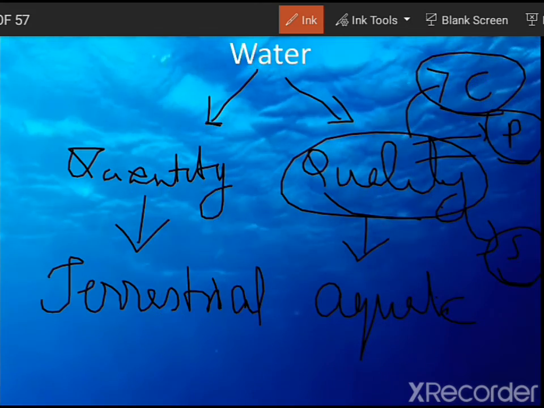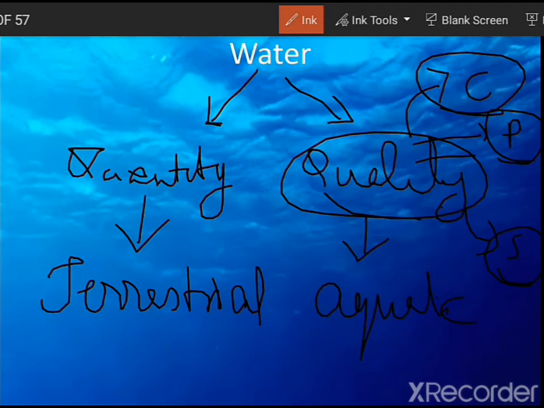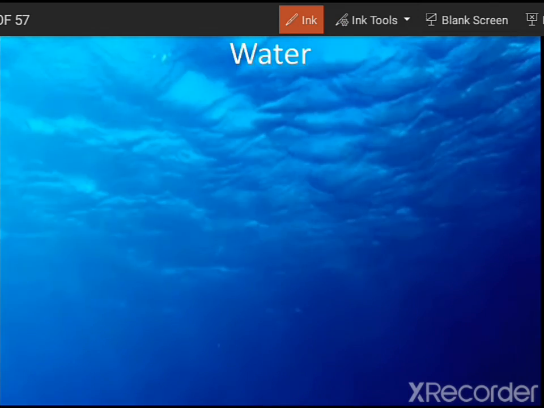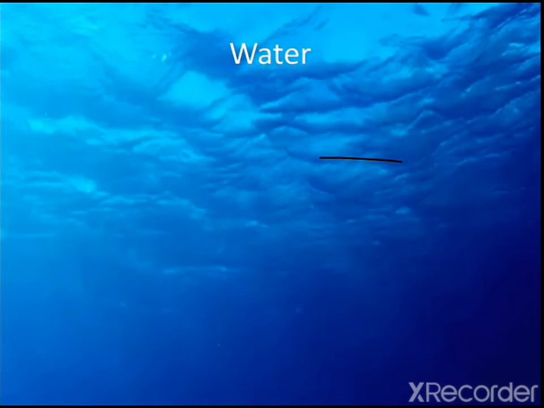So, the quality of water is important for aquatic organisms, and this quality can be in terms of the chemical composition, it can be in terms of the pH, or it can be in terms of the salinity. So, let us understand what is the significance of the quantity and quality of water in different organisms one by one. So first, let us take the case of terrestrial organisms.